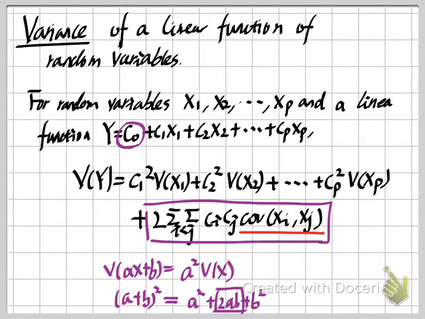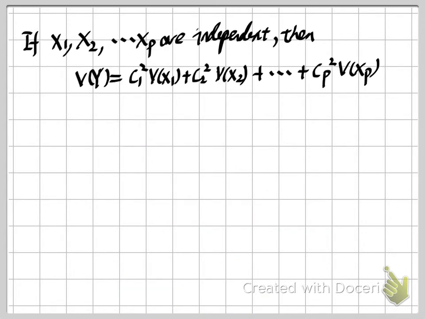Okay, and then as I said, in the previous video we said if x and y are independent of each other, then the covariance and the correlation of these two random variables will equal 0. So in other words, when x1, x2 until xp are independent of each other, the last term here will become 0. So that is our equation or property here.